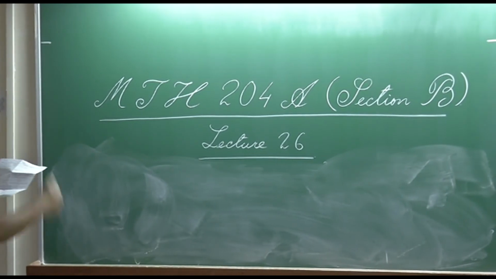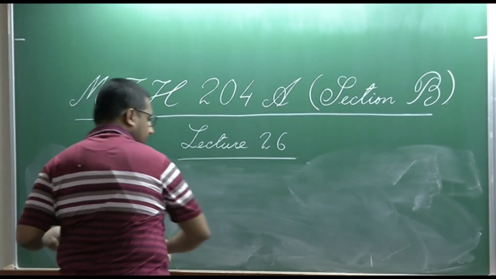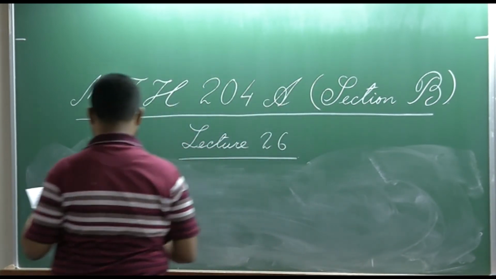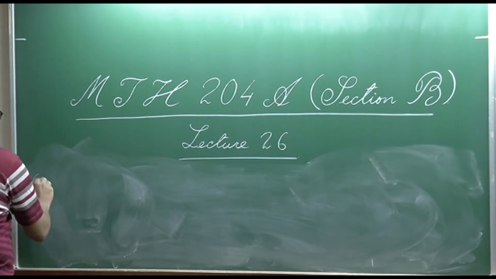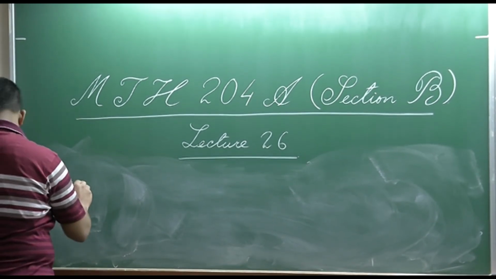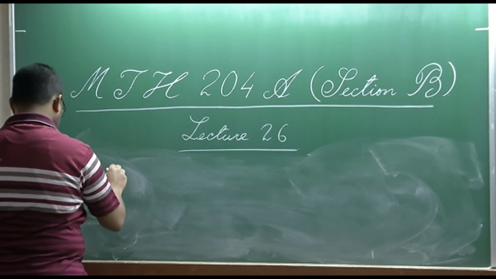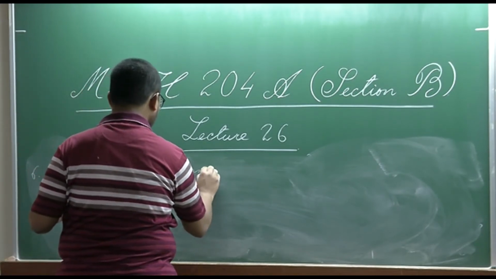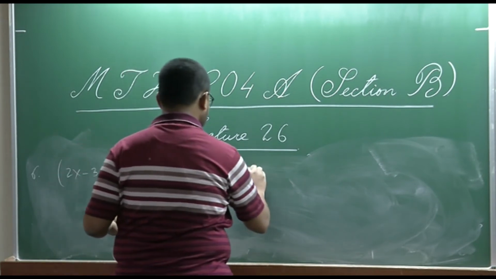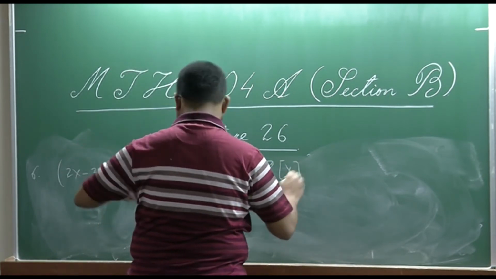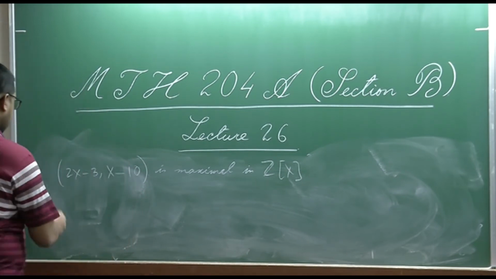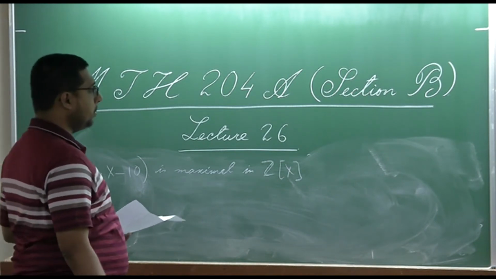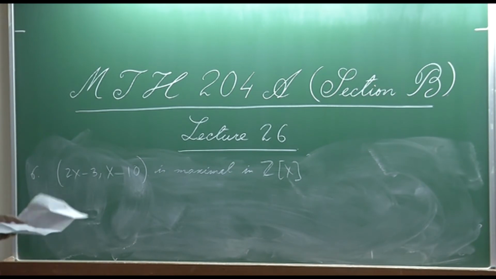Then maybe I should give one or two more examples. Another example I can give: you can simply compute that the ideal generated by 2, x minus 3, and x minus 10 is maximal in Z[x]. And then of course, what else?